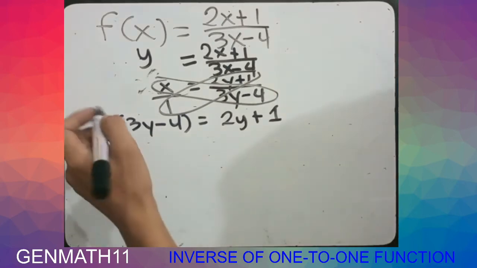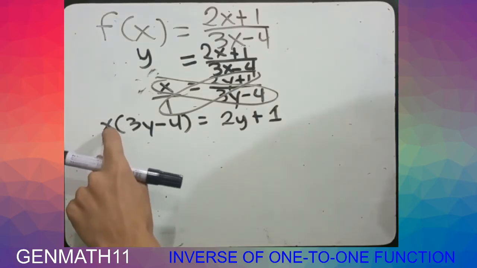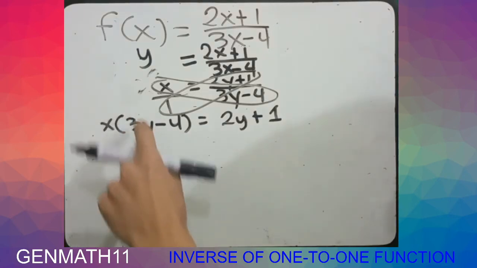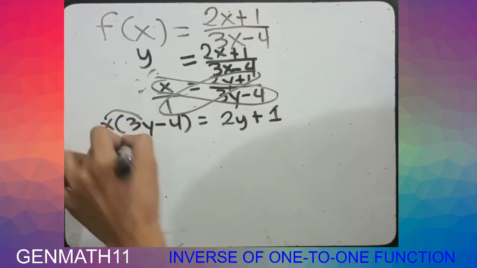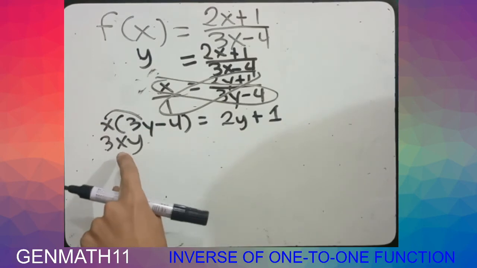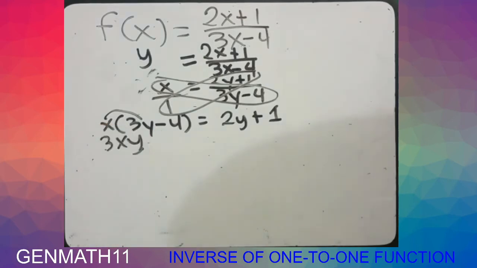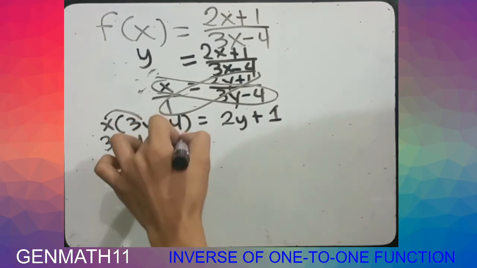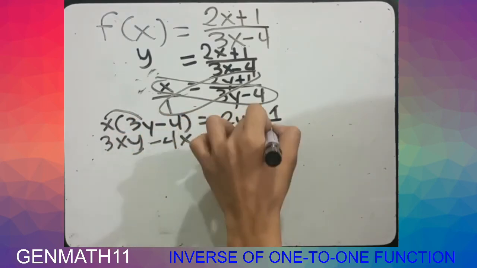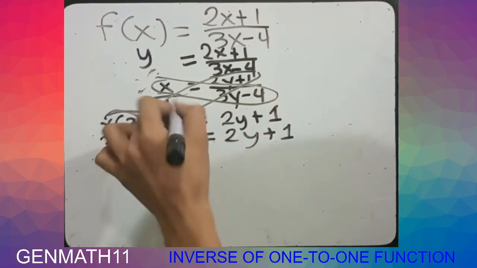So next, simplify natin to. Gagamit tayo ng distributive property dito. Kapag sinabing distributive property, yung ating x dito is i-multiply mo dito sa term nating dalawa. So x times 3y is 3xy. So we must arrange it in alphabetical order yung ating variables. Okay? So 3xy. So x times negative 4 is negative 4x. Is equals to 2y plus 1. So yan. So nakuha na natin to. Di ba minultiply natin sa kabila.